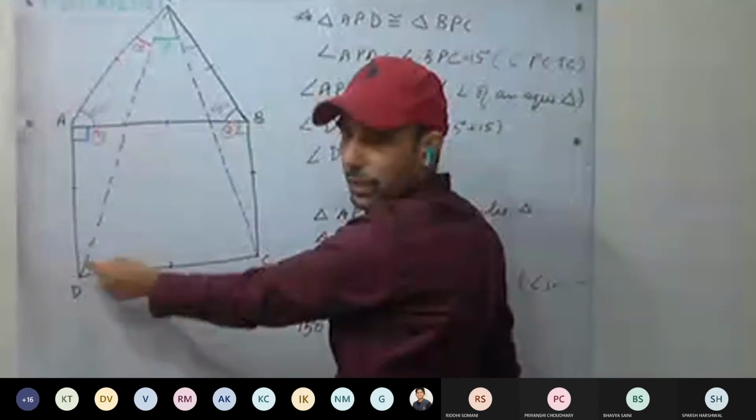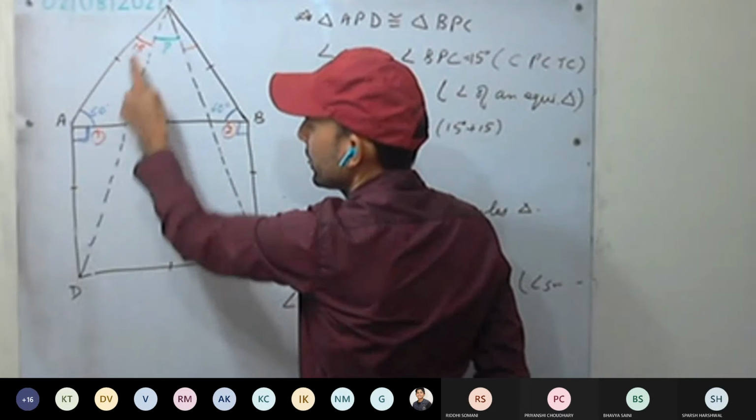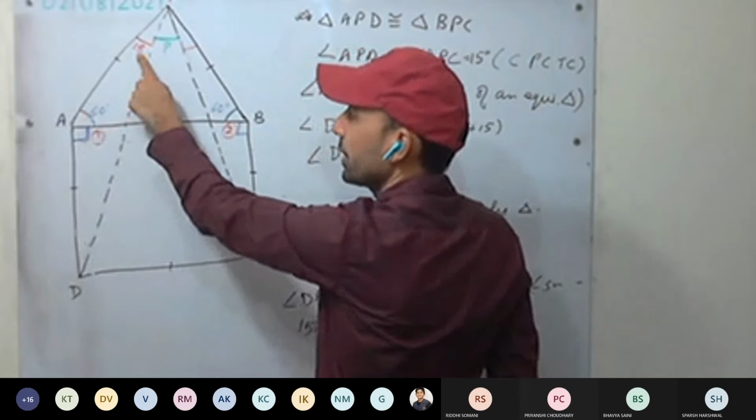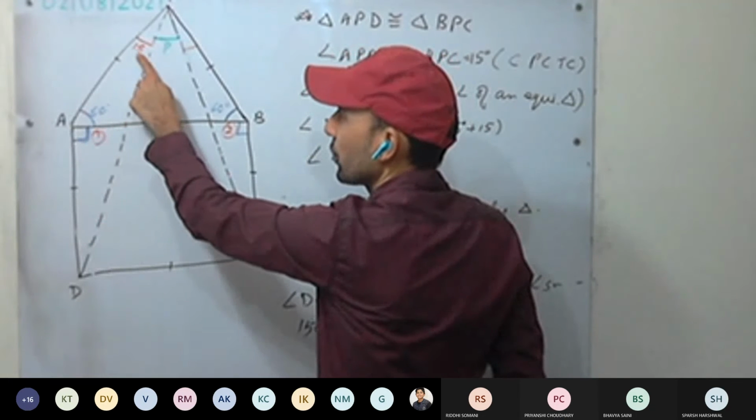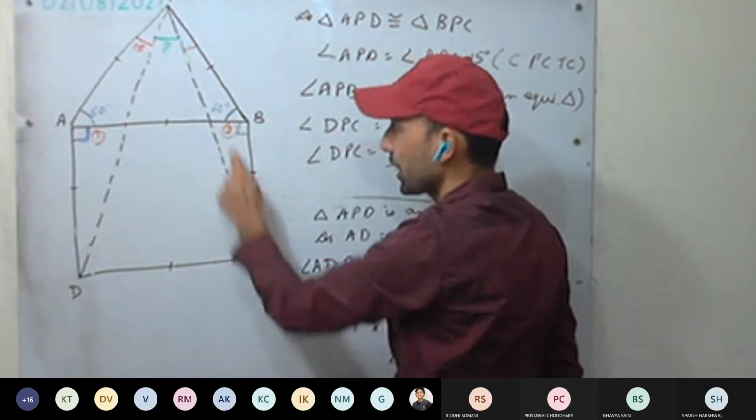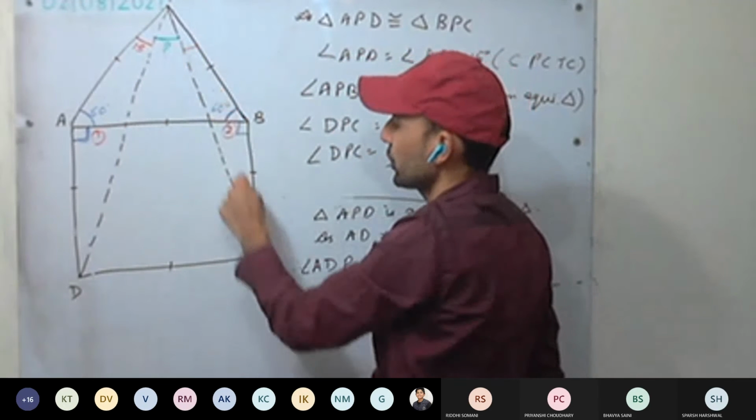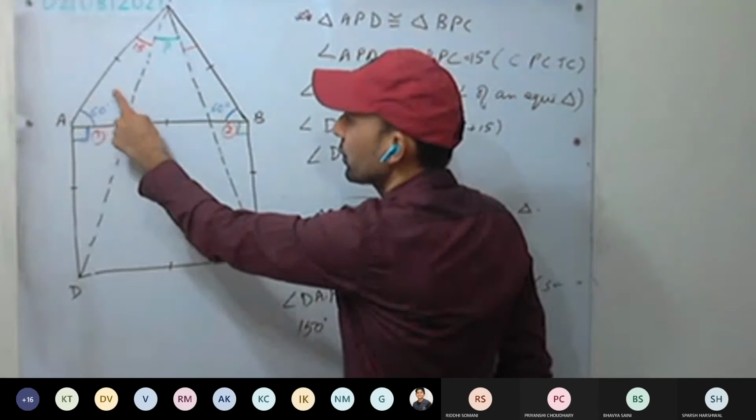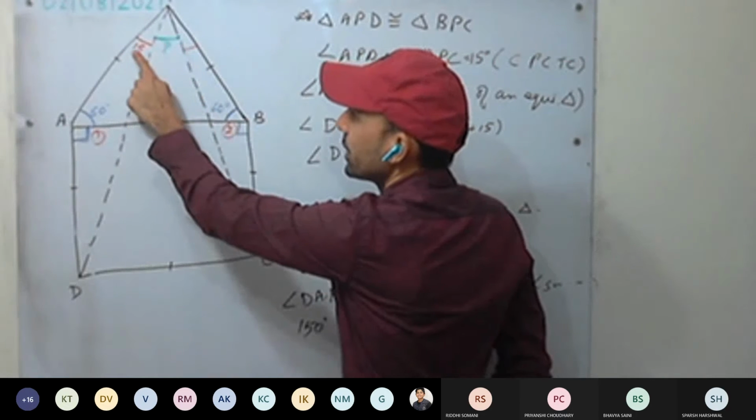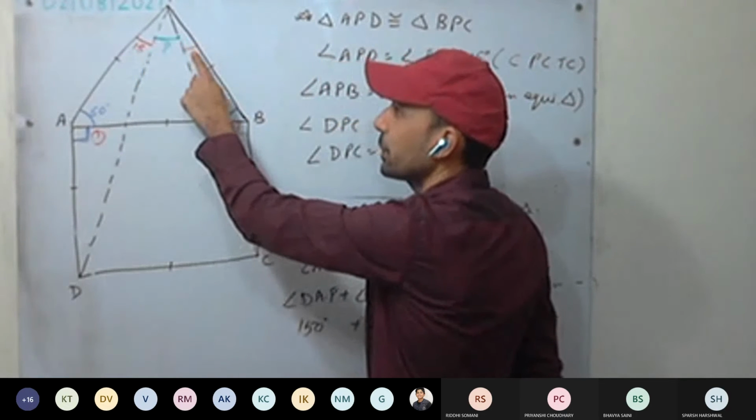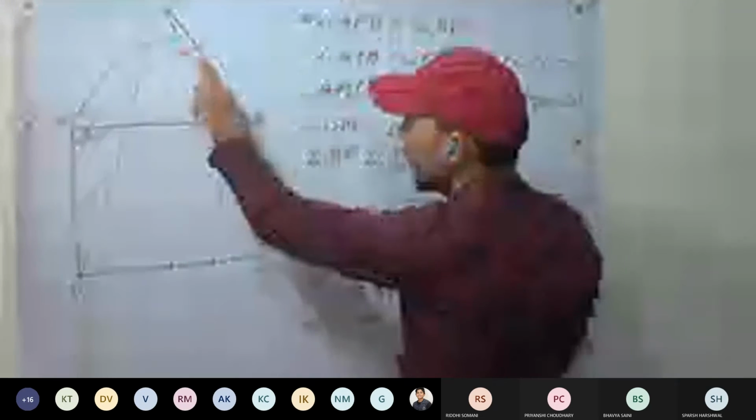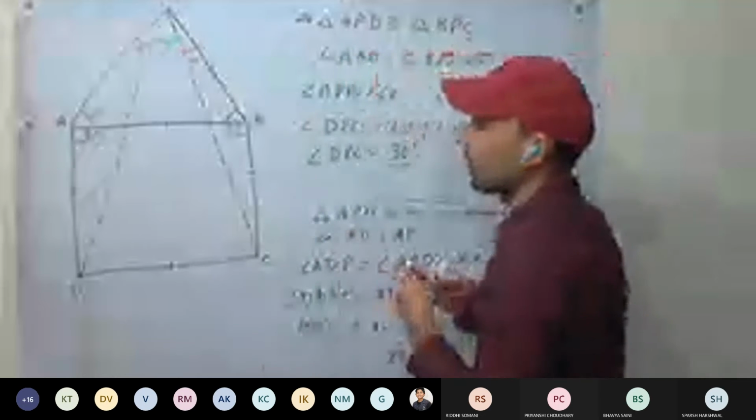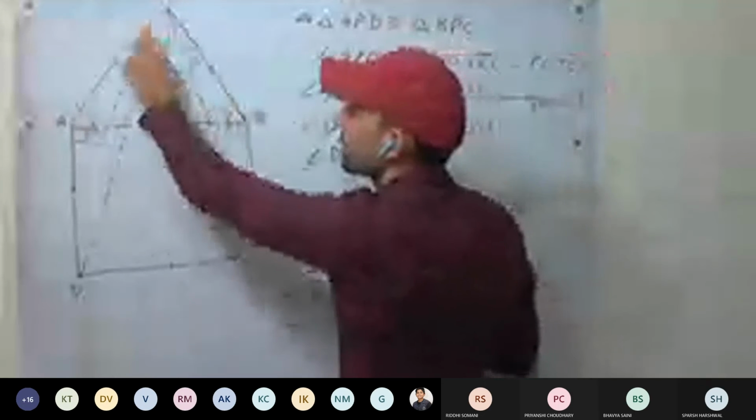This triangle is an isosceles triangle. These two sides are equal, so these two angles will be equal. This angle we already have as 150 degrees, so we have calculated this angle. These two angles are equal, so we got 15 degrees. You can also apply the isosceles triangle theorem to calculate this one. Or we have already proved these two triangles are congruent, so this angle will be equal to this angle by CPCTC. So this is 15 degrees. This angle as well will be 15 degrees. This whole angle is 60 degrees.